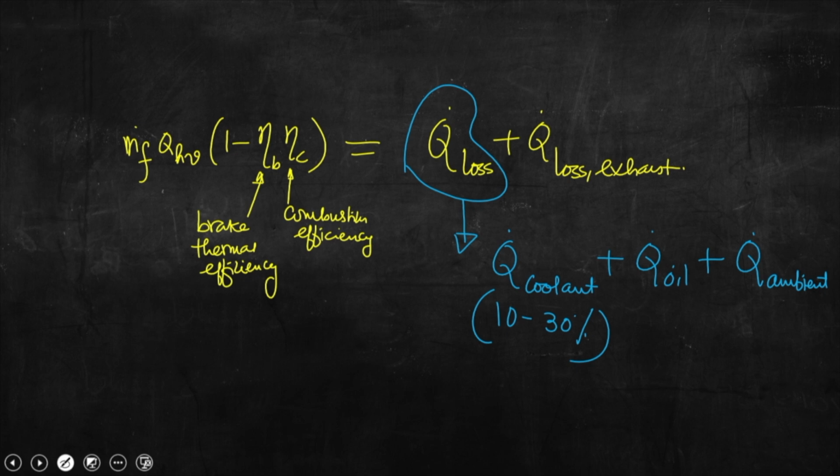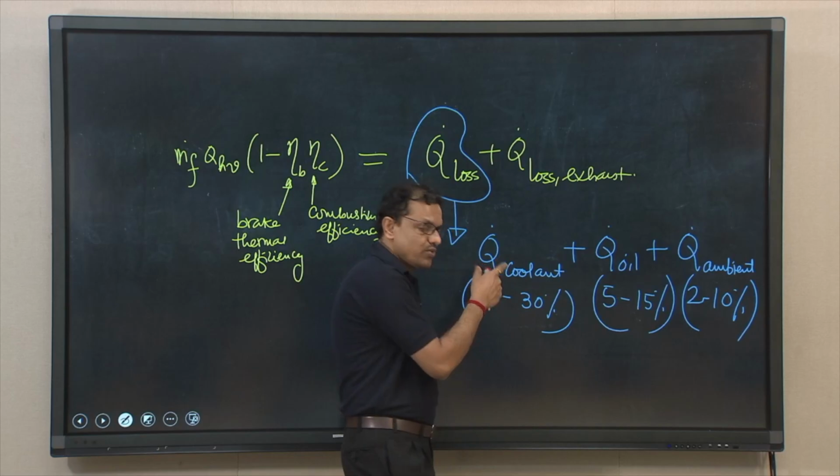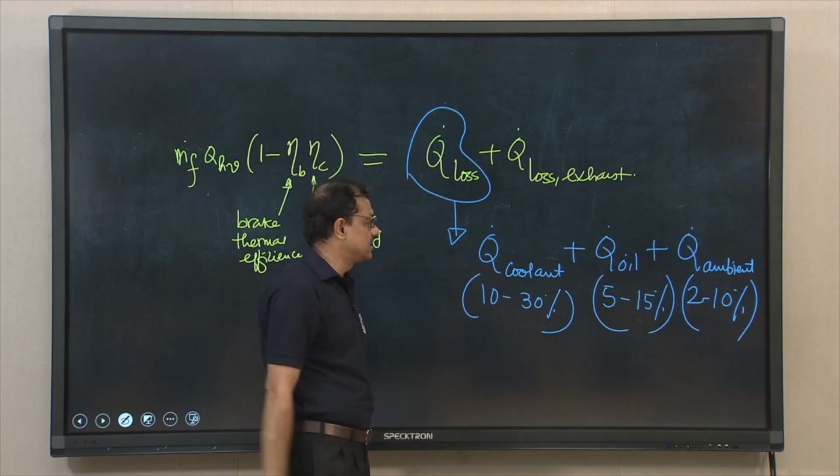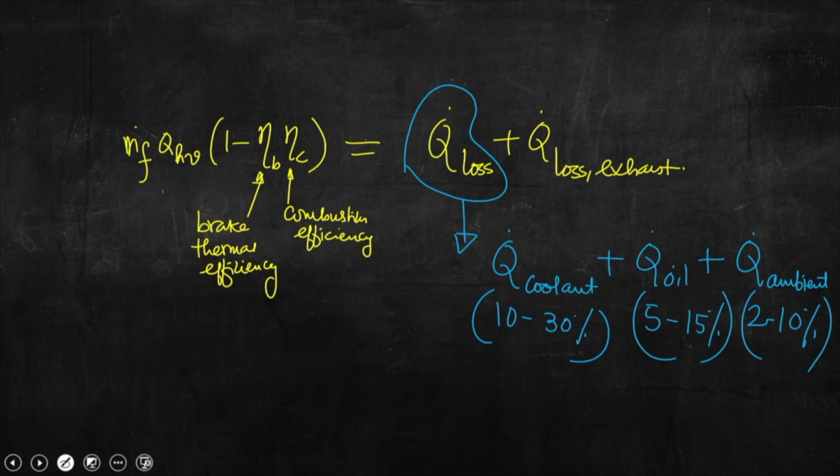Q dot oil is not very high, that is 5 to 15%, and this is 2 to 10%, and this is 5 to 15%. So, you can understand that a substantial amount of energy will be removed by the coolant from the engine cylinder. What is this part all about?